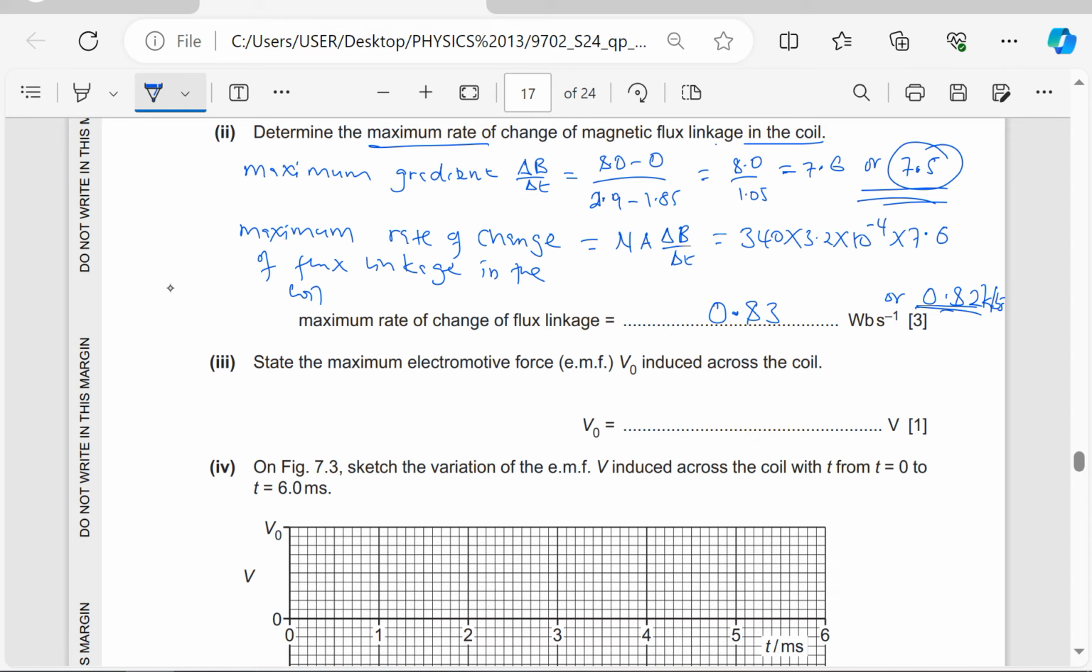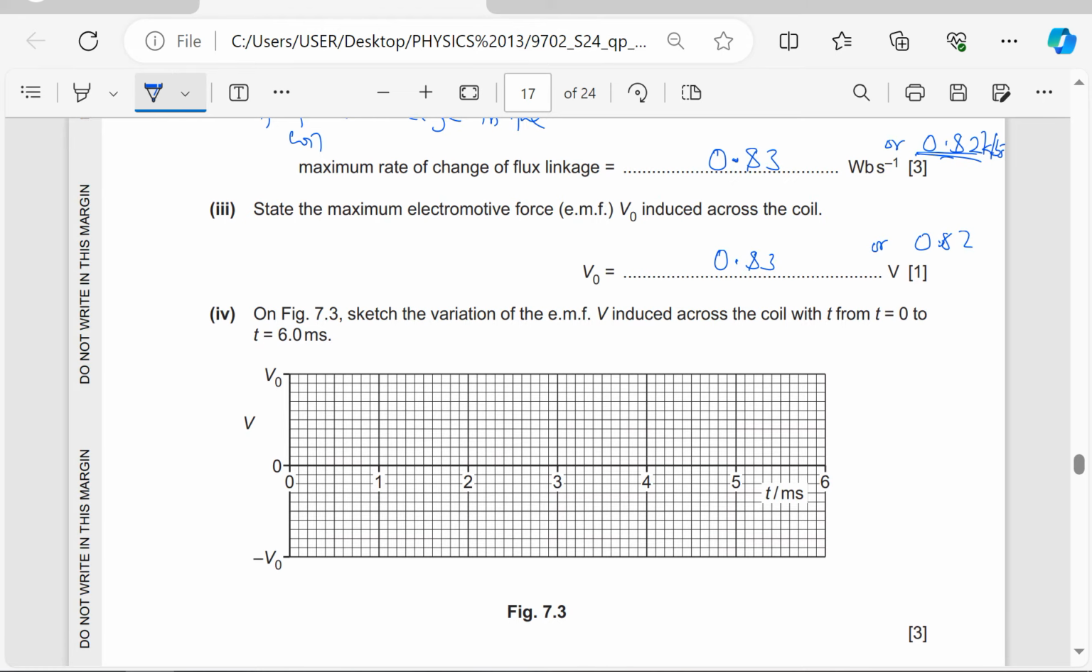Then state the maximum EMF. Of course, here the maximum EMF, I'll just carry this forward. So this would be 0.83, but I said you could also have 0.82 depending on how you round it off or how you obtain the gradient, because the EMF is the rate of change of flux linkage. Then it means the maximum EMF is going to be 0.83.